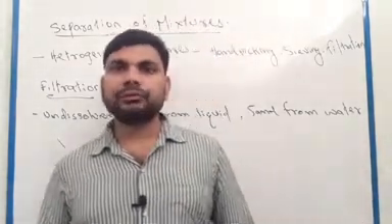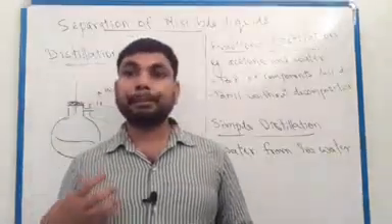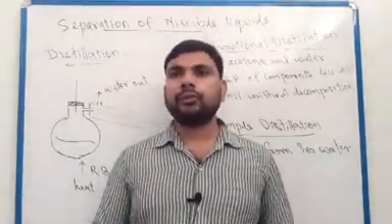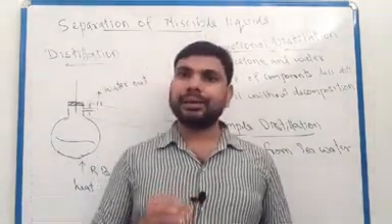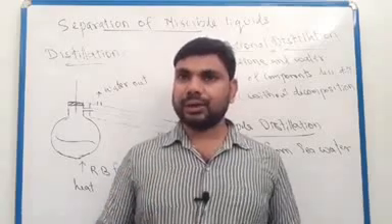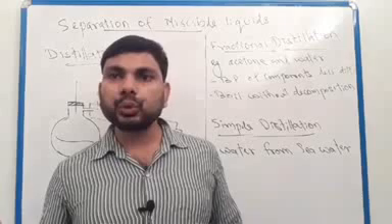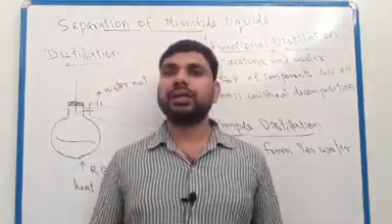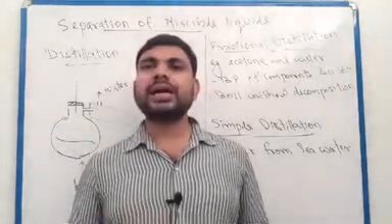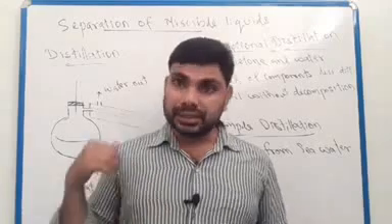In this video, we have to discuss separation of mixtures, separation of miscible liquids. We already discussed separation of immiscible liquids by separating funnel. Next one, separation of miscible liquids. Miscible liquid means two liquids mix with each other. For example, acetone in water, ethanol in water. This type of mixture we can separate by this method.